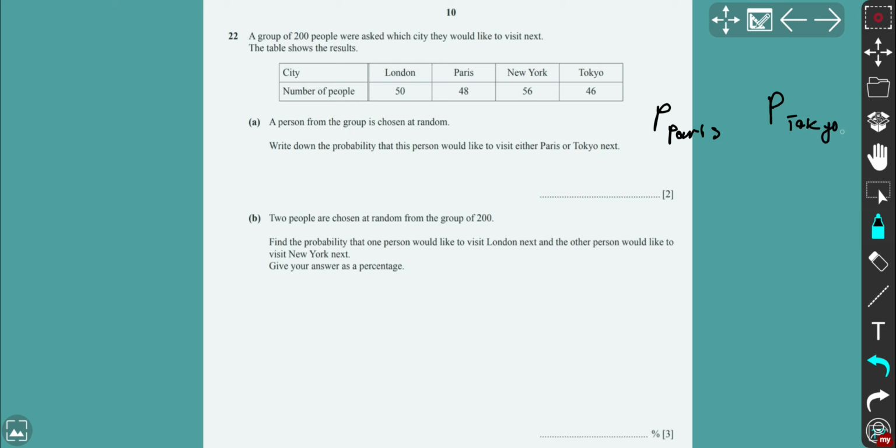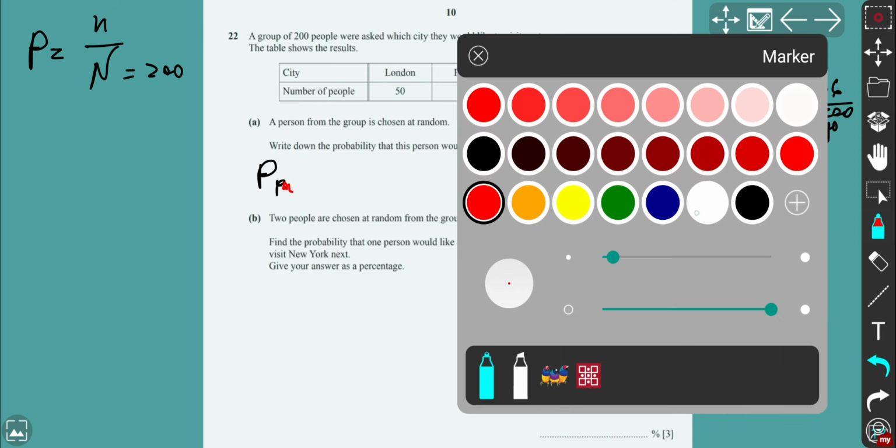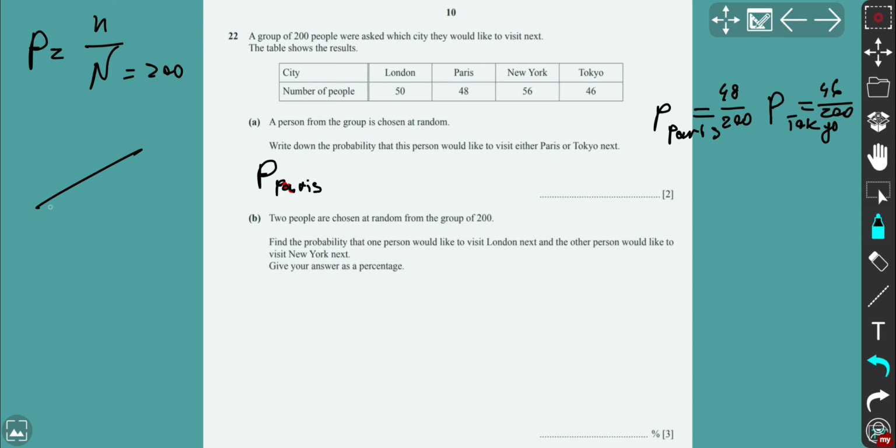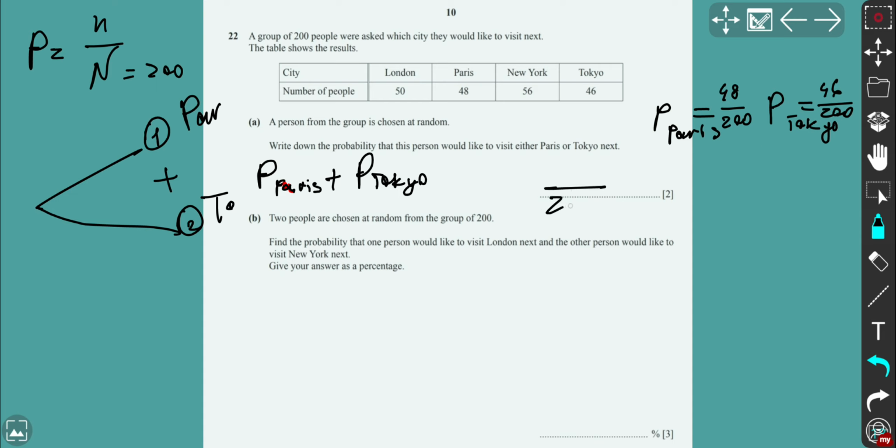So how do you work out probability? Probability is the number of successful outcomes over the total number of events. In this case, you're choosing people. The total number of people is 200, and then successful means who travels to Paris: 48 persons out of 200. Who travels to Tokyo: 46 out of 200. That's the probability of each one. So what are you going to do? You just need to add P Paris and P Tokyo, because that's the scenario called either, like on the tree diagram, either the first branch to Paris or the second to Tokyo. So you need to add them. You've got 48 plus 46, because the common denominator is 200 and it's not changing. So 48 and 46, you get 94 in total.